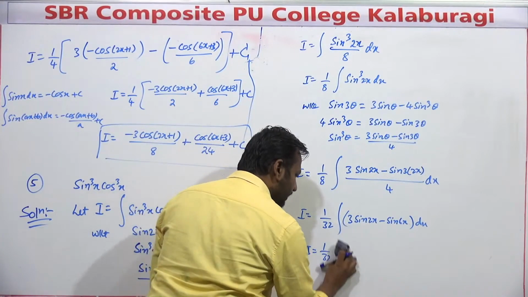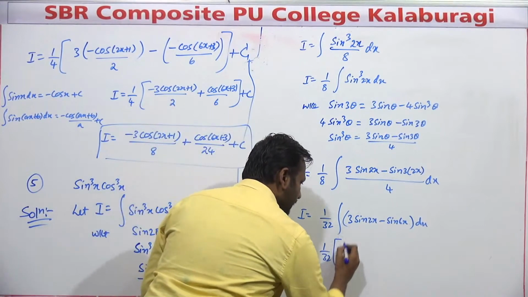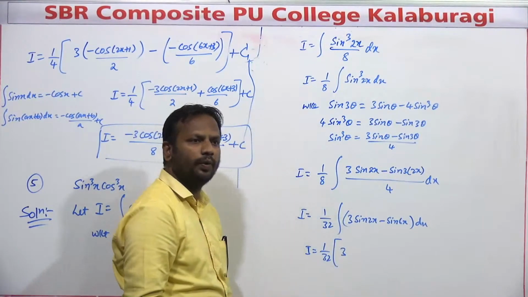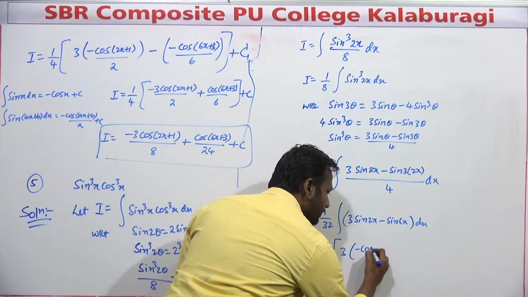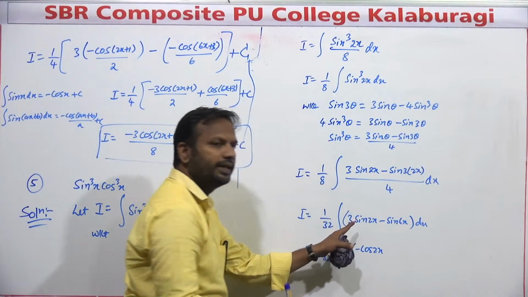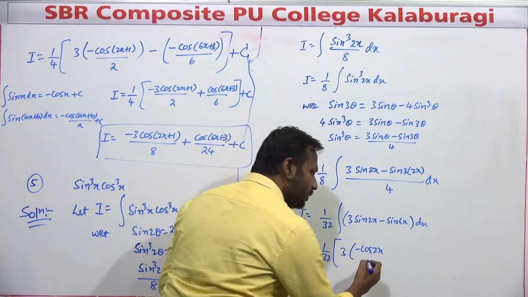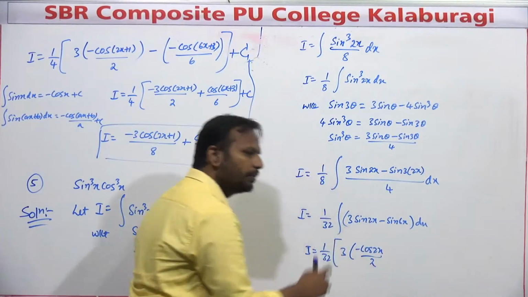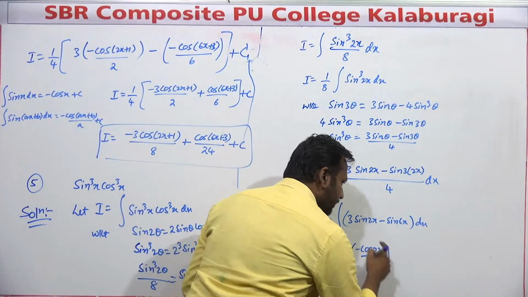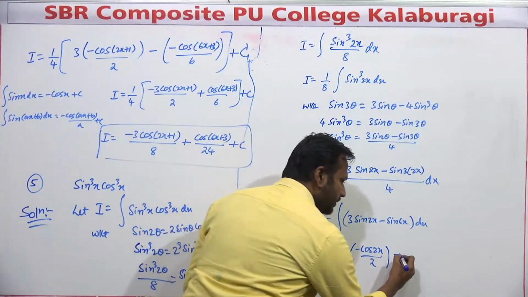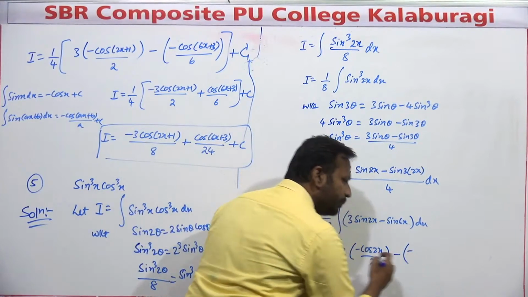Now you know the integration formulas. What is the integration of sine 2x? Minus cos 2x. Integration of sine is minus cos. The inner function is 2x, whose differentiation is 2, which you write in the denominator. Wherever there is a minus, put the bracket. Again, sine integration is minus cos.